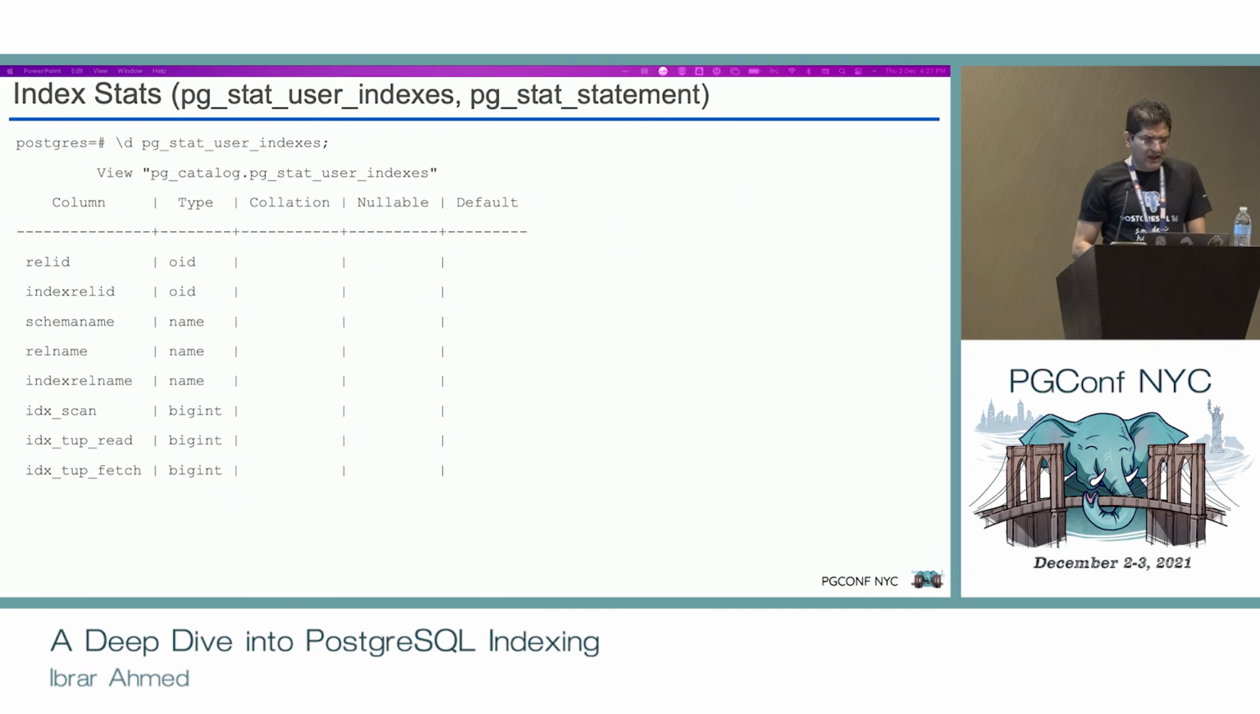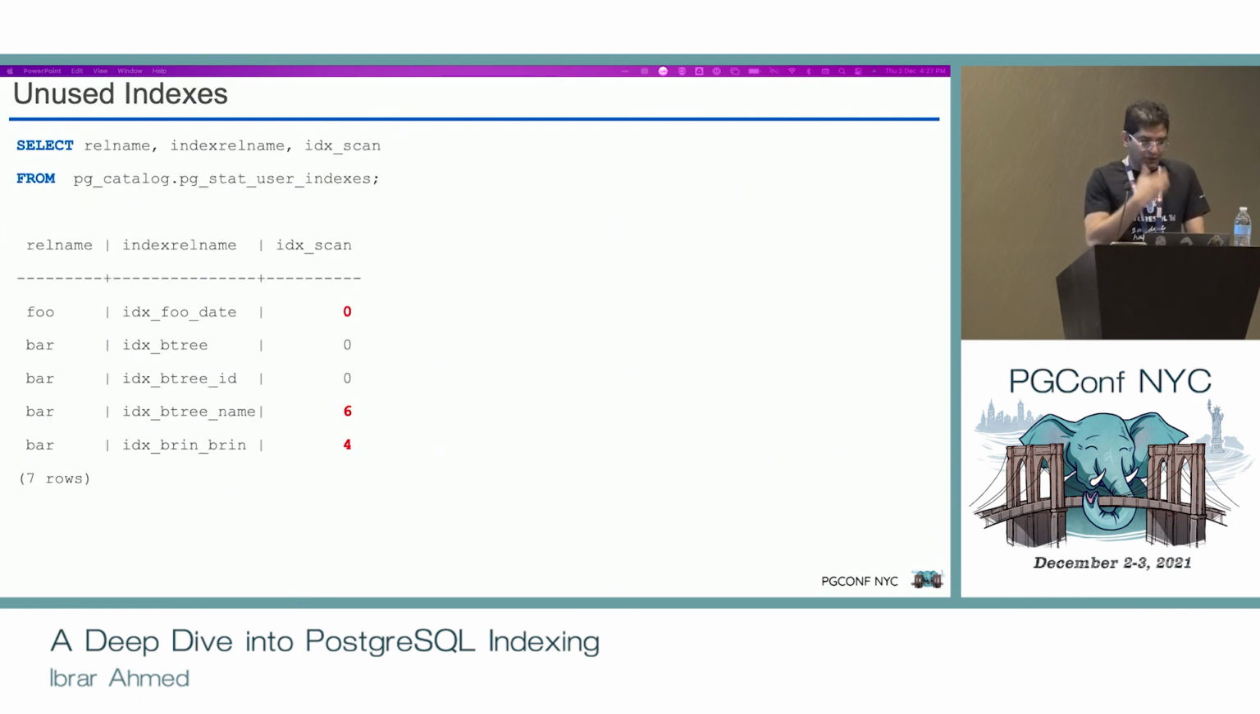So, there are two views, pg_stat_user_indexes and pg_stat_statements, that you can use to get the statistics of the indexes. So, here is the query for unused indexes. Sometimes you create one index, then another index, then another index, just creating indexes on the table to get performance. But sometimes it happens that your index has never been used. How do you detect which index is used most frequently and which index has never been used? Why is it in the system if it's not been used?